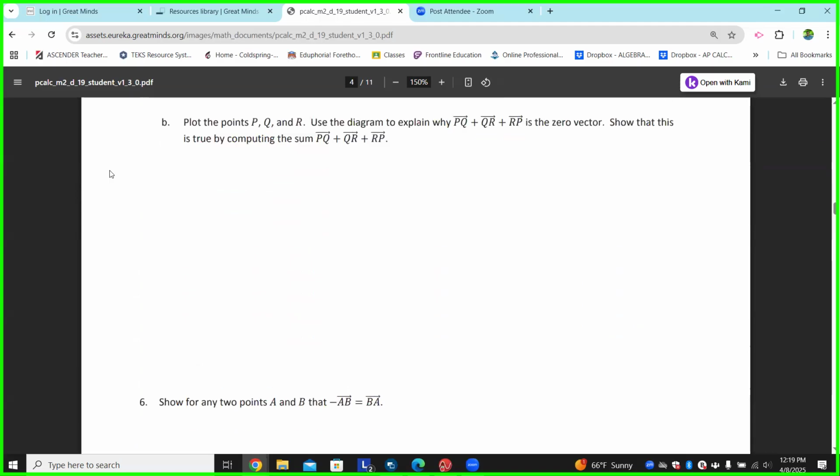Part B says plot the points P, Q, and R. Use the diagram to explain why PQ plus QR plus RP is the 0 vector. And then we'll show it by adding them all up as well. All right, so we want to do a diagram first.